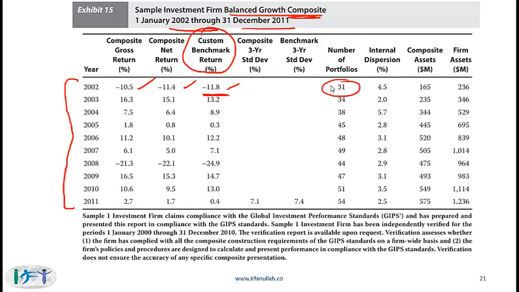This is the number of portfolios in the composite. We'll not worry about internal dispersion. Composite assets, the total assets under management for this composite, and then the total assets under management for the firm.